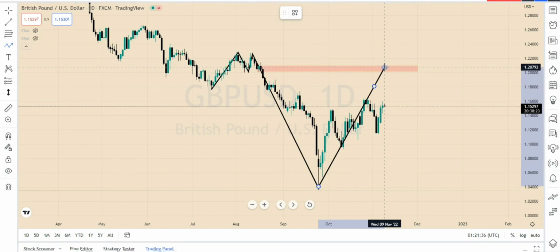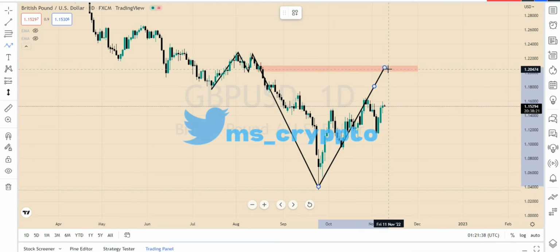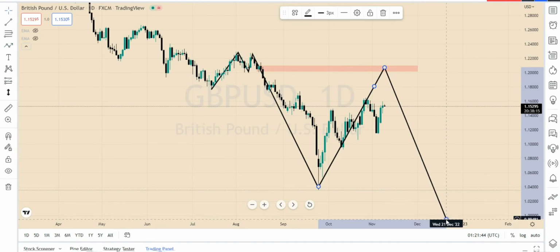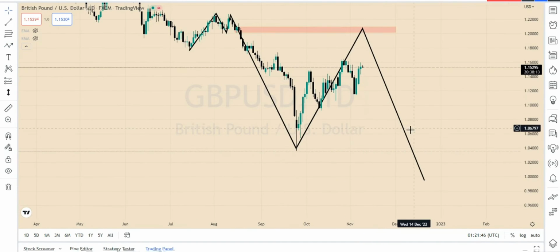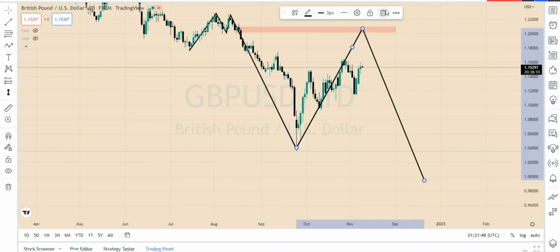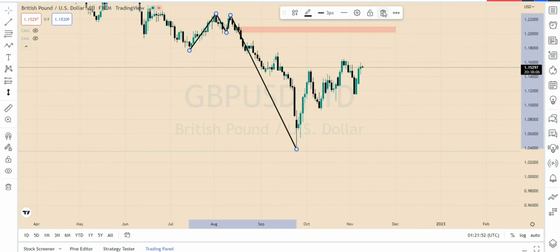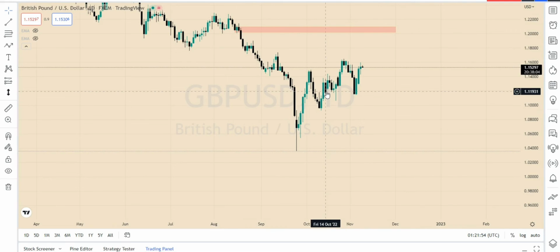So on GBPUSD, you expect the market to trade up to this zone here before even making a new lower low. So these are some of the examples we can find on GBPUSD on how to trade the M pattern in a bearish market condition.